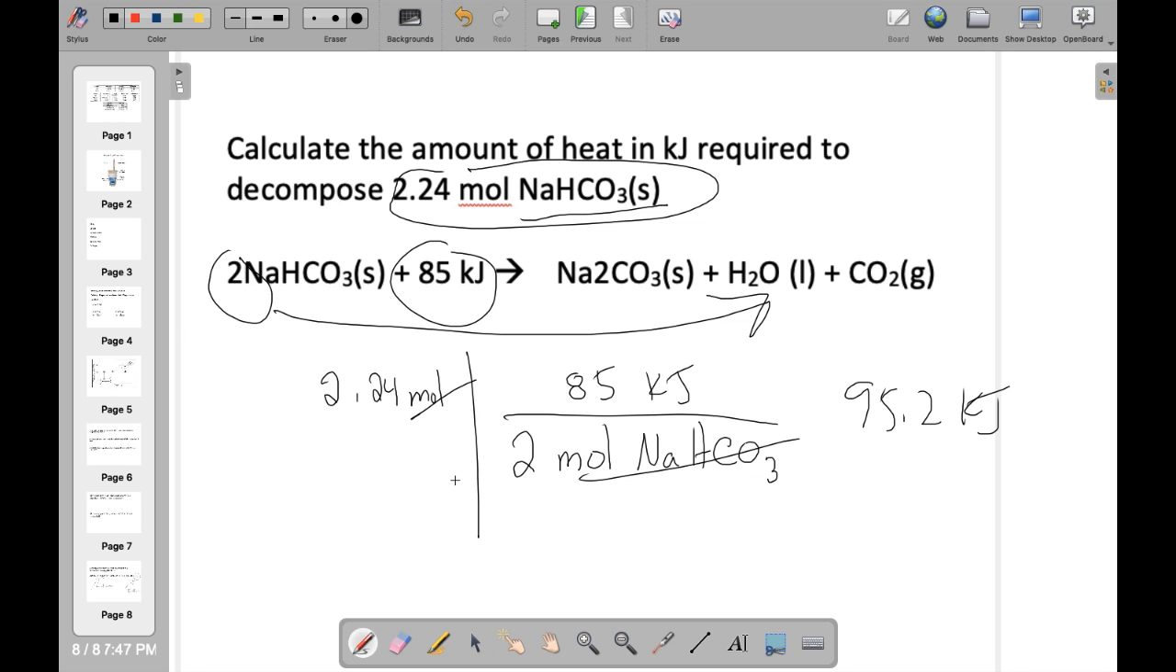I just wanted to show you that because I want you to know endothermic, exothermic, and how to read a thermochemical equation. We're going to have more of those.